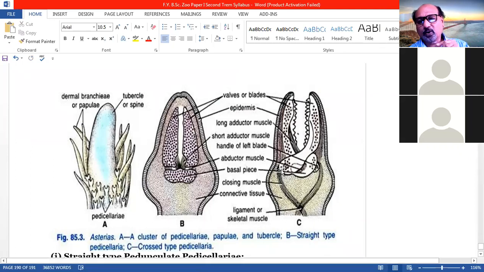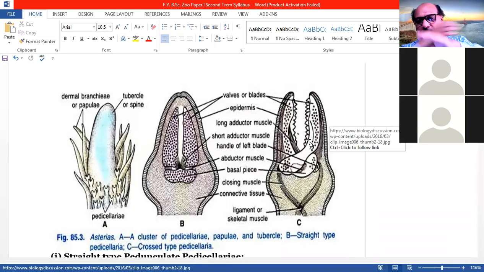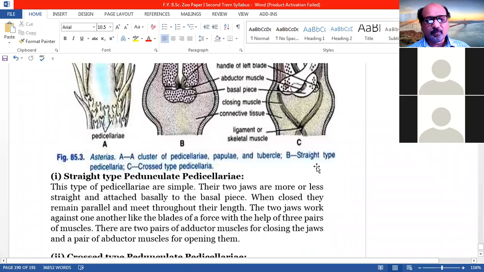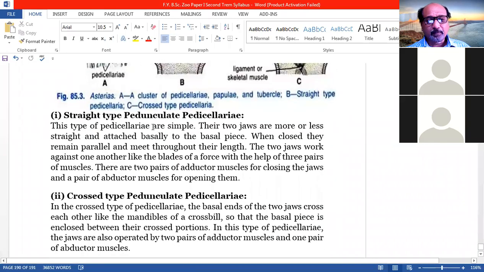Another kind is known as the cross type or the scissor type. Their basal plates cross over each other, and the blades look like scissor blades having serrated margins. These are also operated by two pairs of adductor muscles and one pair of abductor muscles. So this is the straight type and the scissor type of pedicellaria. This type of pedicellaria is simple.